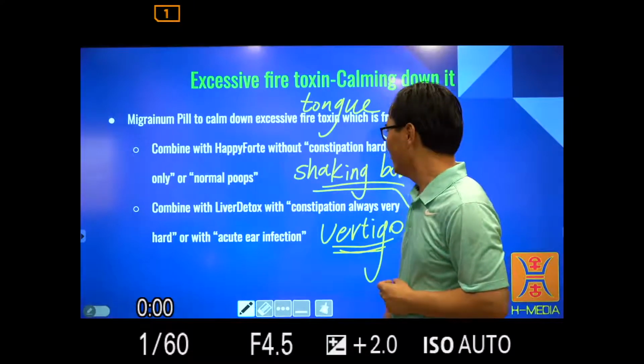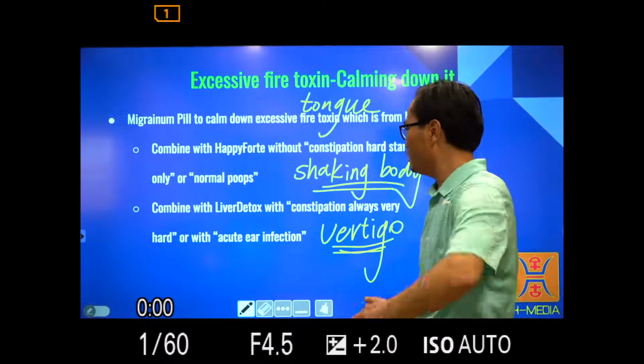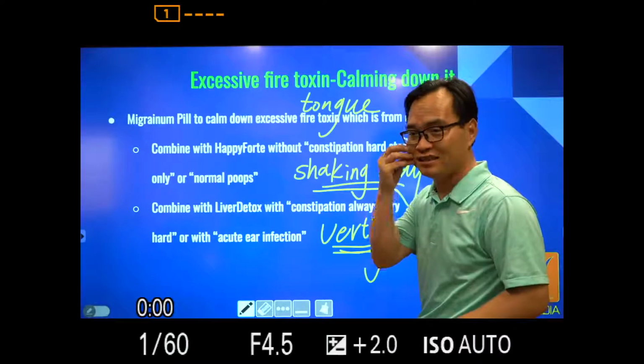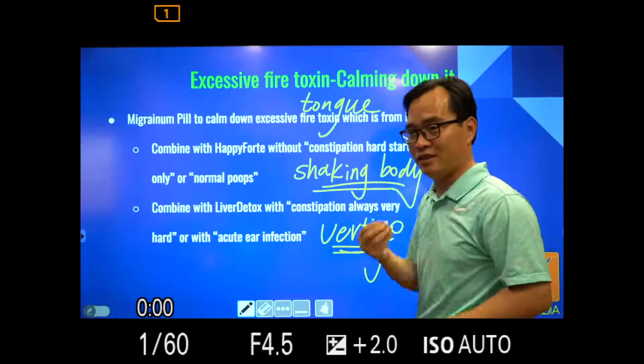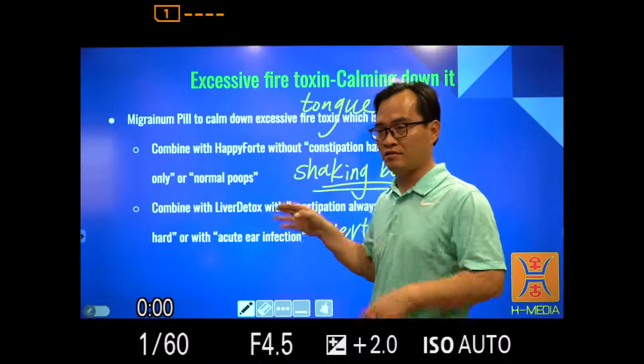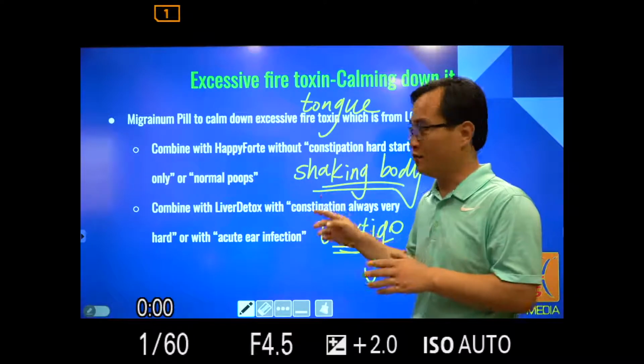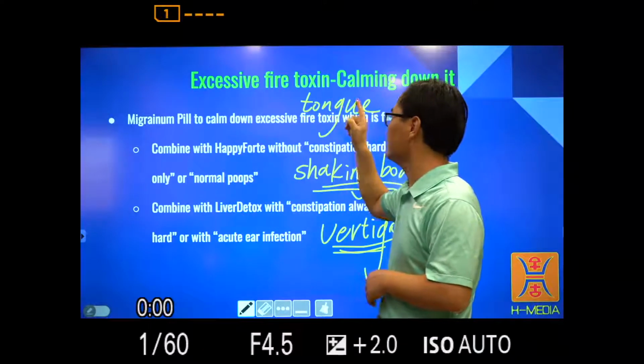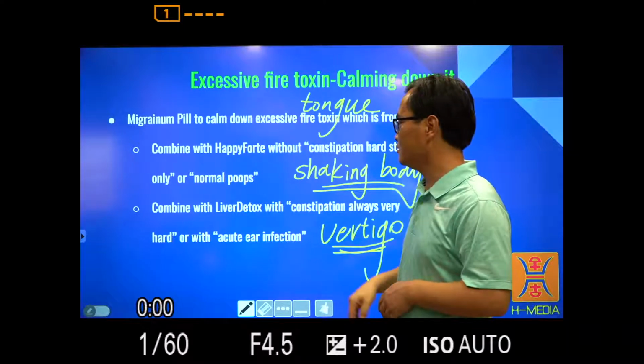So the body and the face and the tongue shaking, you can tell the people have the internal wind problems. This kind of internal wind problem is from the fat toxin excessive.